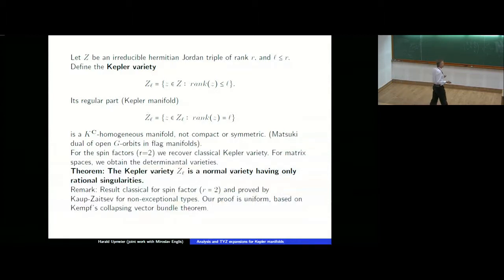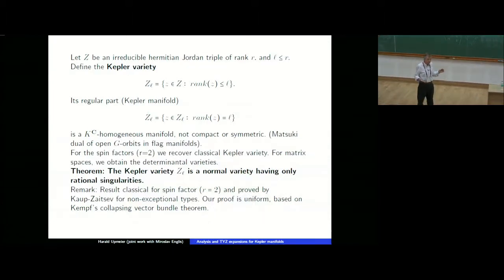Now, what is the point? This result is, of course, classical for the light cone. It's in all textbooks, the standard example of a normal variety. For determinant varieties, and actually for all matrix cases, remember our classification, symmetric matrices, matrices and antisymmetric, Kaup and Zaitsev proved normality for these non-exceptional types by direct computation. But they could not do or did not do the exceptional case, and in particular they did not do it in a uniform conceptual way.